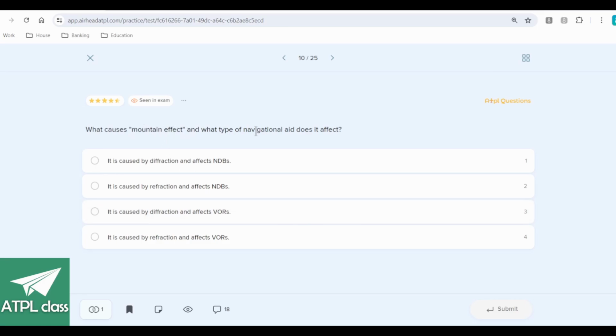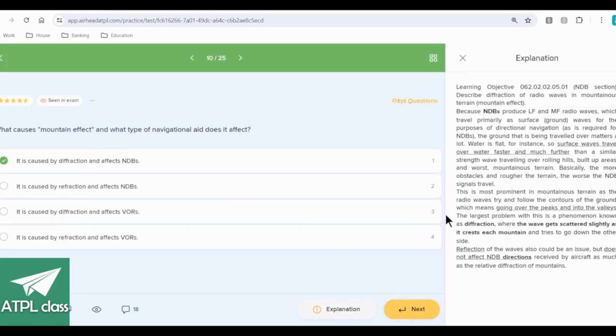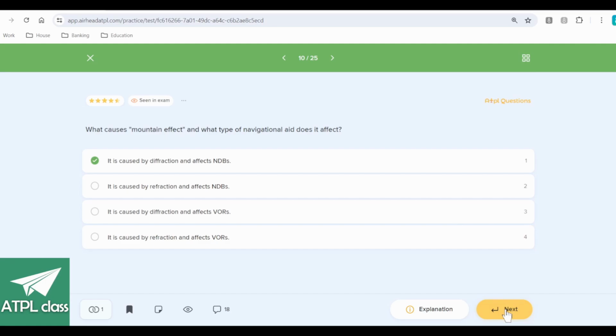What causes mountain effect and what type of navigation aid does it affect? So mountain effect causes stuff to happen to NDBs because they're a low enough frequency and it's diffracting. Yes. Oh god, there's a big one. So NDBs produce LF and MF radio waves, which primarily travel as surface waves. Surface waves travel over water much faster, so that's not talking about this. The waves get scattered slightly as it crests each mountain and tries to go other side. Yeah, diffraction has an effect on NDBs.